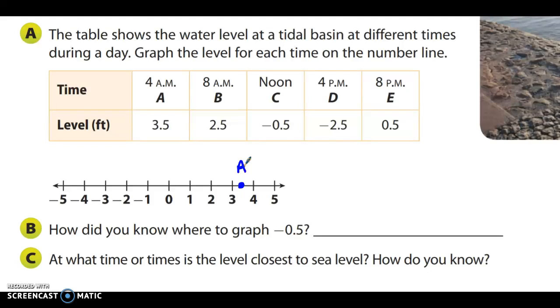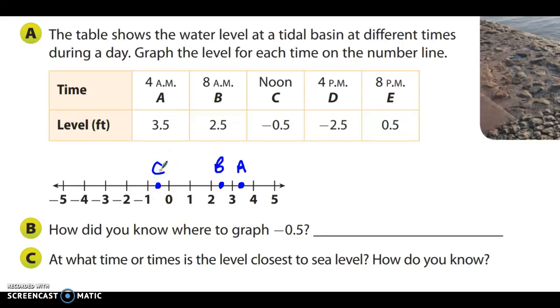B is at 2.5. It's the same concept here, but it's halfway between 2 and 3. So B goes here. C, negative 0.5. I want to remind you that the negative numbers are to the left of 0. So if I go to 0, I'm going to go to the left. And I want you to notice that I don't even go to the left a whole space. Negative 1 would be here, but this is 0.5. So negative 0.5 is only halfway between 0 and negative 1.